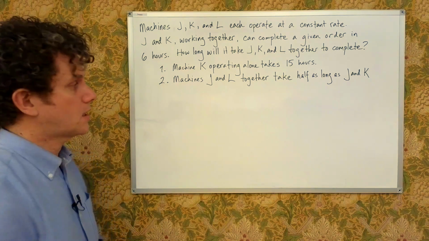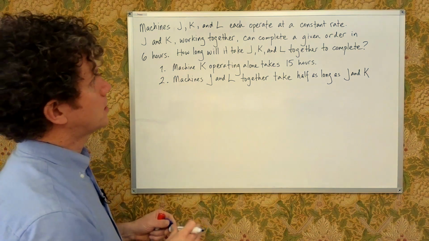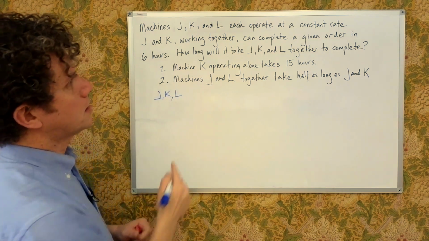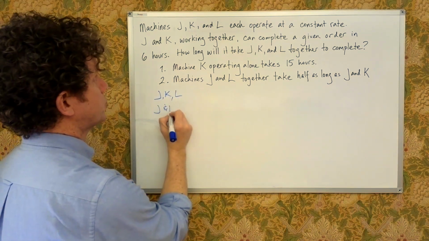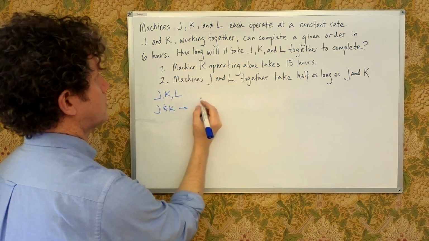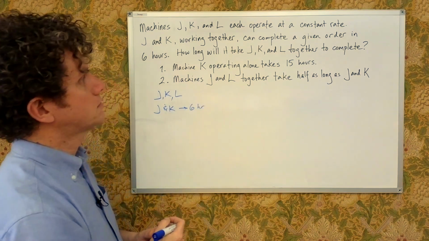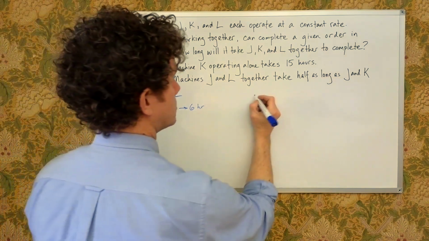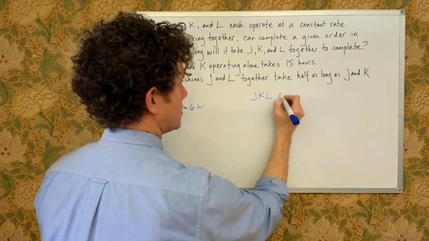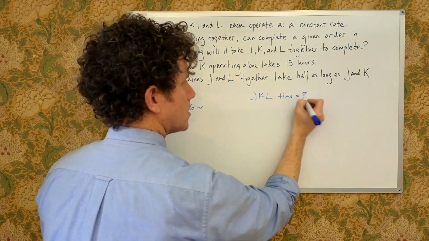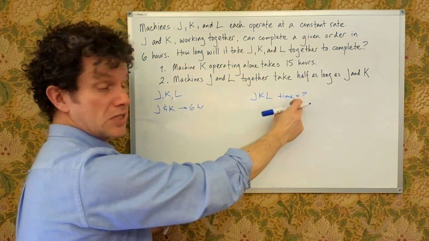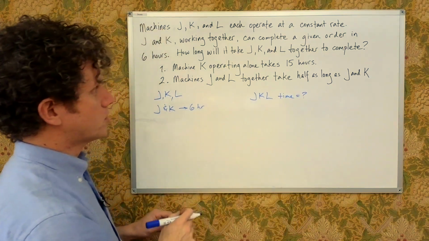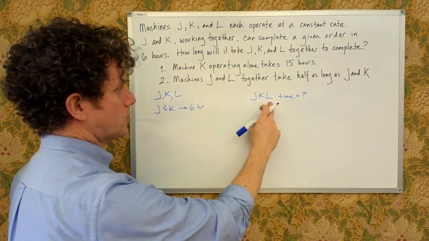First thing I do in DS, I gather my given information, and I'm told that I've got 3 machines, and I'm told that J and K are 6 hours. They've told me something. And so we are looking for the JKL time. And I always like to include a question mark to remind myself this is a thing I don't know. That's what I'm trying to get to.